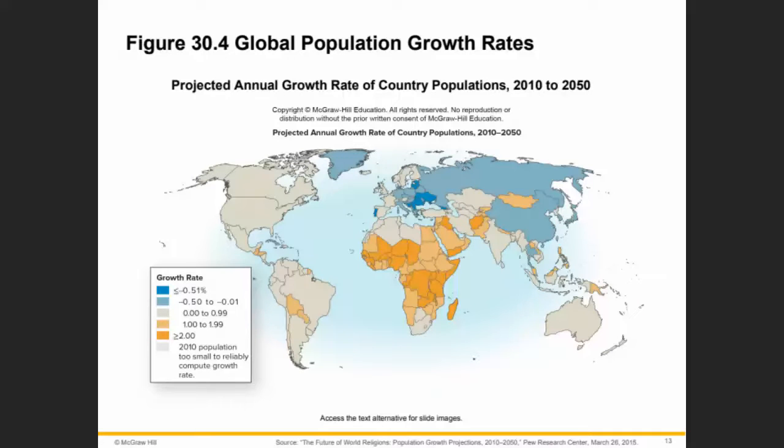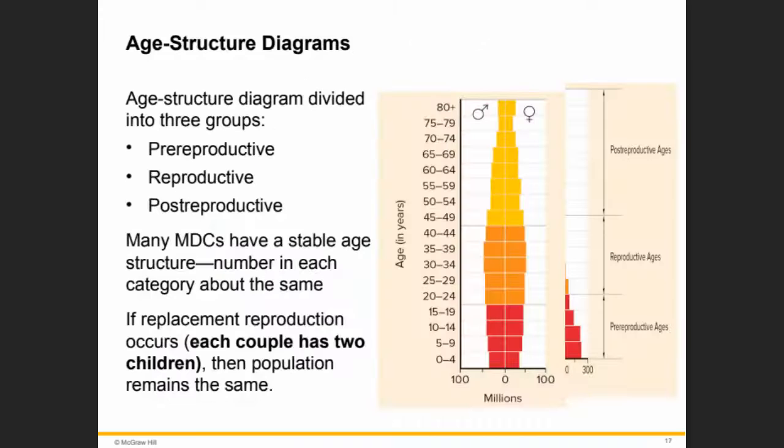So let's look at the following, what we call the age structure diagram. That means we are going to look at the population by the pre-reproductive, then the reproductive, and then the post-reproductive age groups.